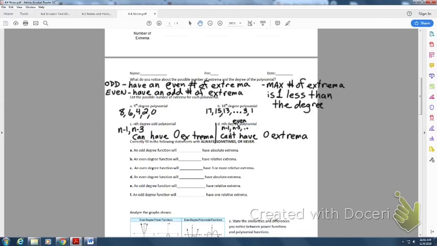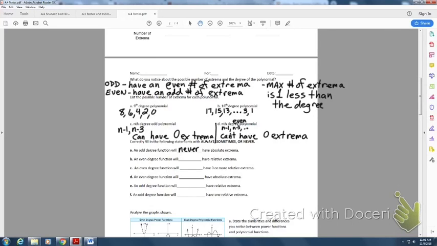So on this, it says an odd degree function will blank have an absolute extrema. Okay, an odd function will never have an absolute extrema because it will always either start down, it might do all that stuff, but it's always going to go up. So remember, on those definitions, we said our absolute max and absolute min can't be negative infinity or positive infinity. So an odd degree is just never going to have an absolute extrema.